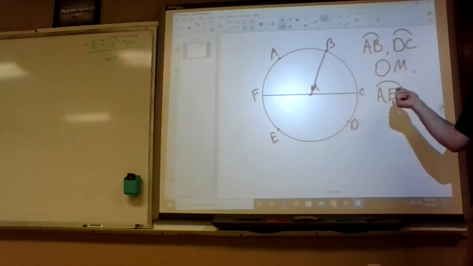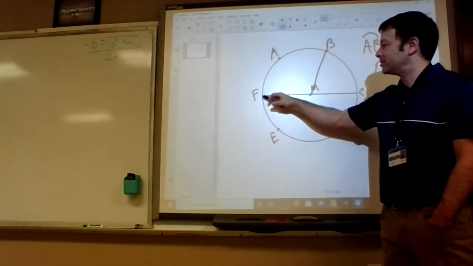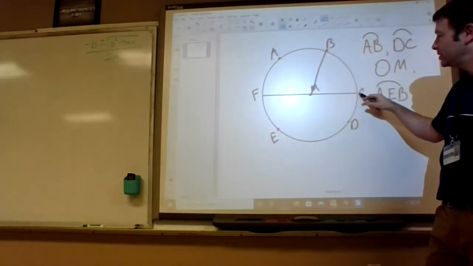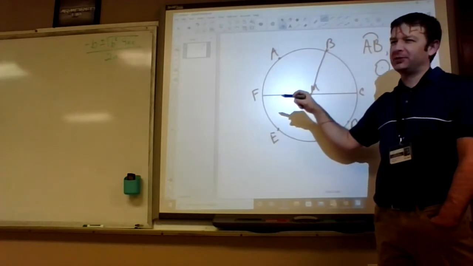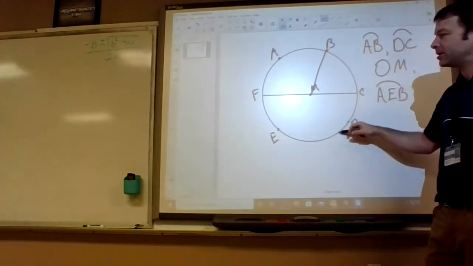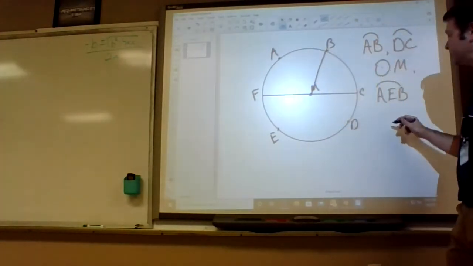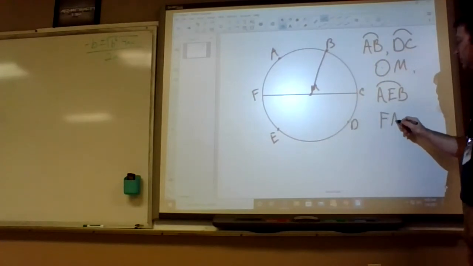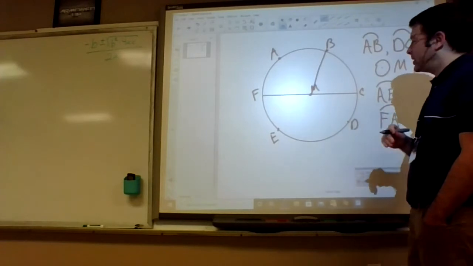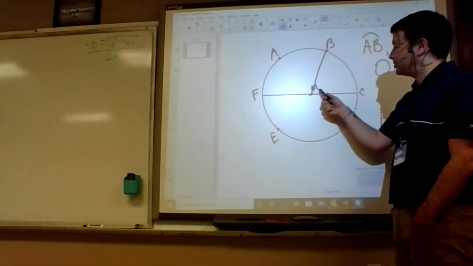arc. Big arc. So if I want to do a semicircle, you guys know what a semicircle is? Half the circle. Then you need to use 3 letters, because if I just said arc FC, it's unclear what I'm talking about. Could be either way. So if I want to say the top half of the circle, I would say arc FAC. Or the bottom semicircle.